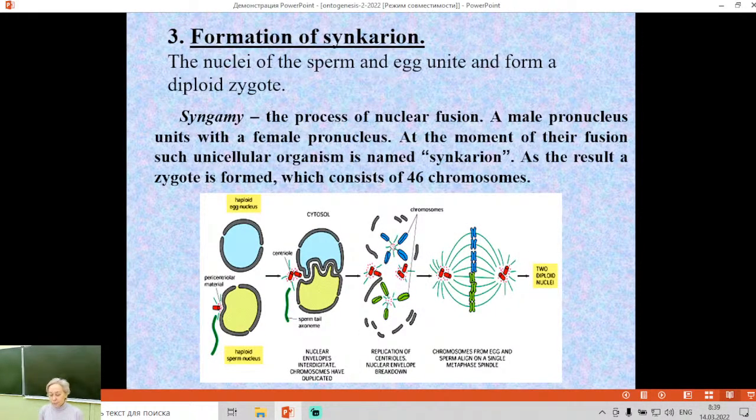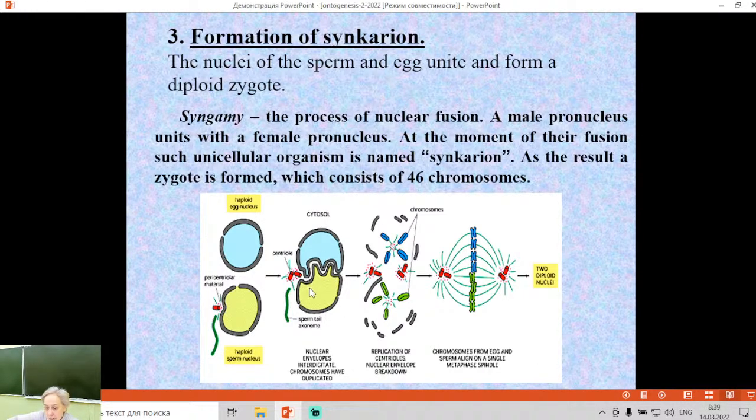And next stage, formation of syncaryon. The nuclei of the sperm and egg unite and form a diploid zygote. Syngamy is the process of nuclear fusion. A male pronucleus unites with a female pronucleus.